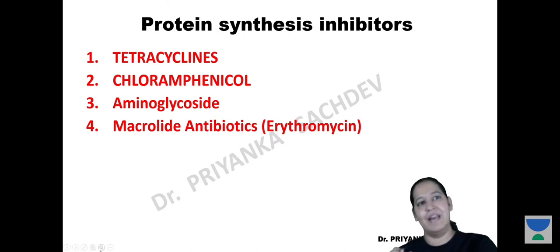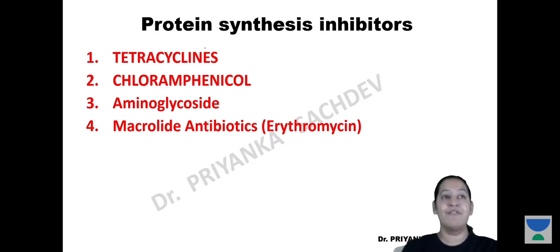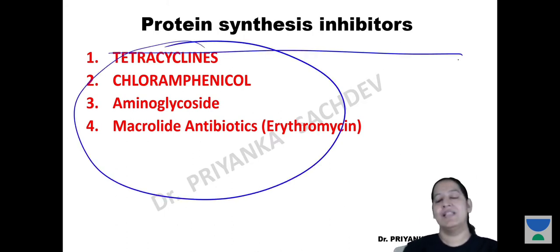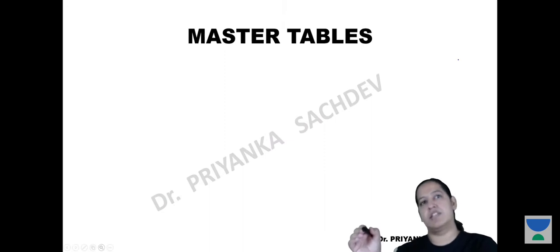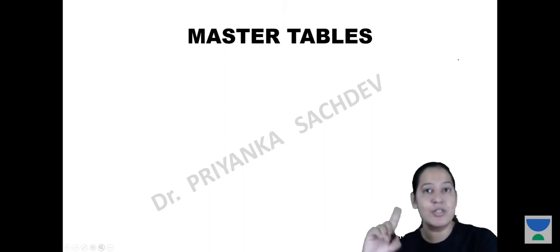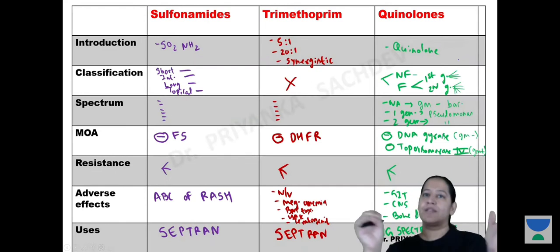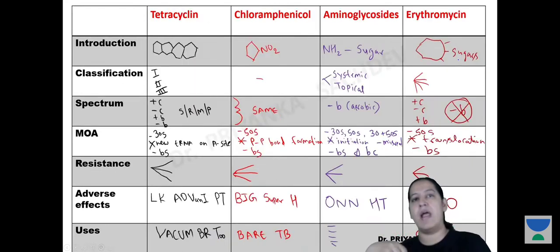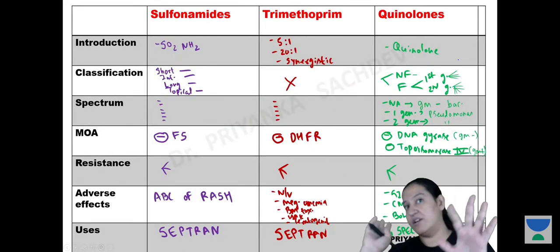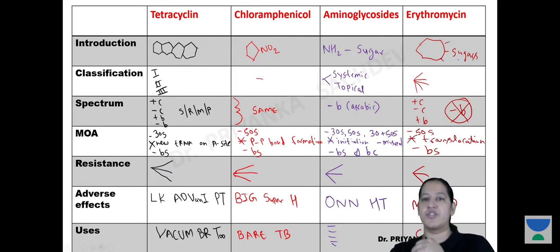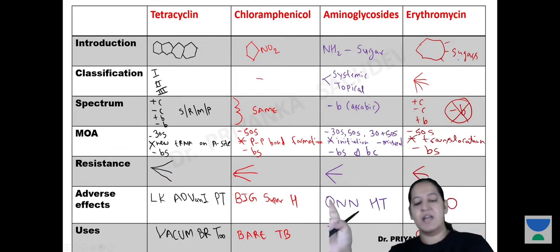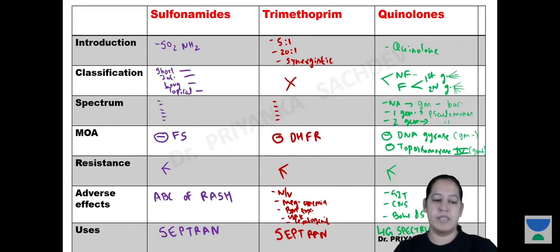So I'm done with the 4 main drugs of protein synthesis inhibitors. This is the master table of yesterday and today. We have studied 3 chapters yesterday, and today we have studied 4 chapters. Total 7 chapters are completed from my side in antimicrobials. Give me a thumbs up, everyone.